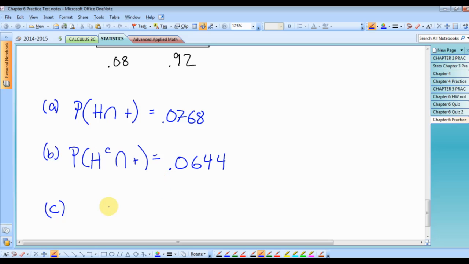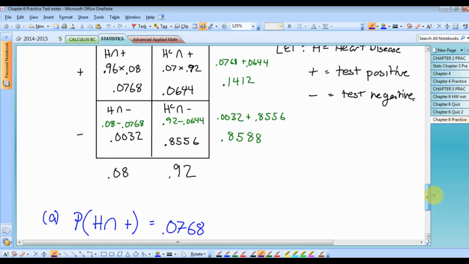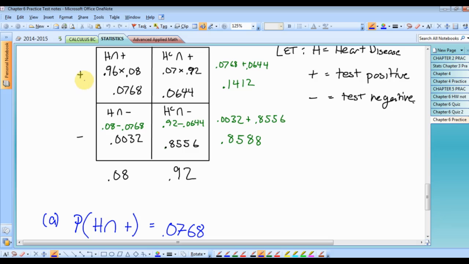The probability that somebody tests positive, okay? So remember, if it's only one event, we're not doing an and, we're not doing a conditional. We only have to look at the margin. So this probability that someone tests positive is 0.1412.